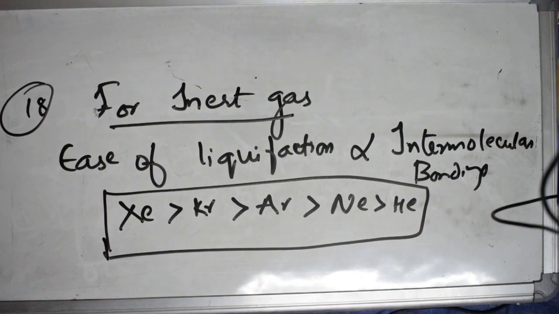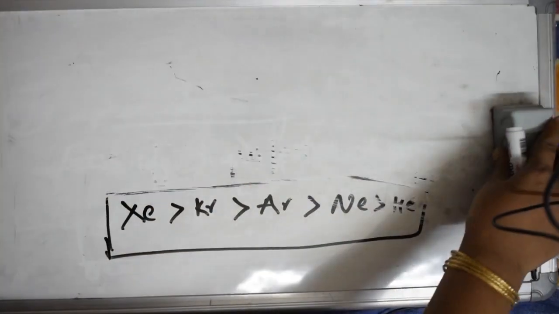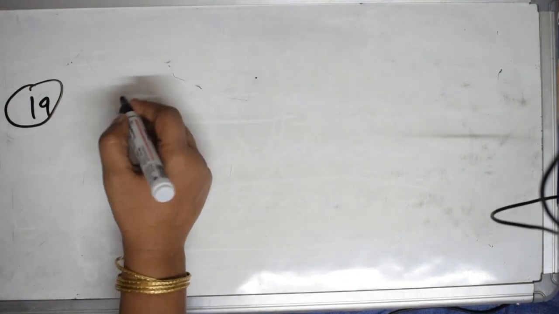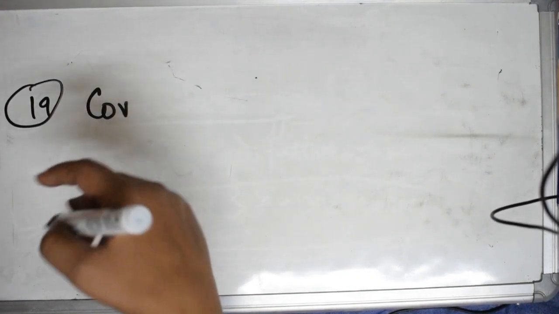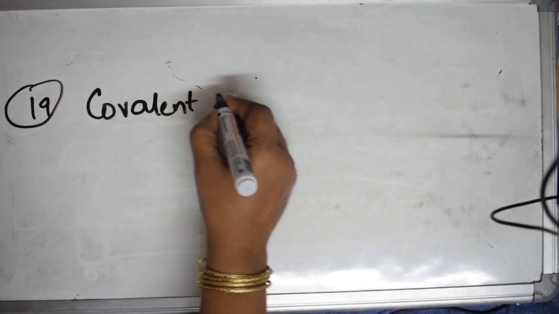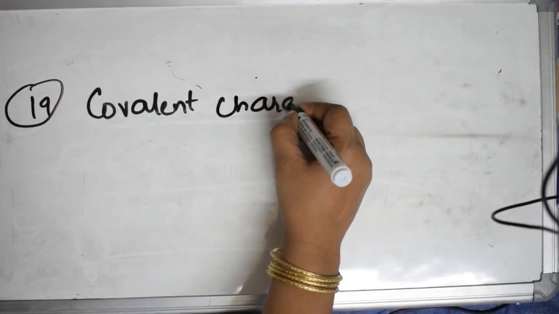This is one concept. Now let us do one more, trick number 19. Let me take out this. So here in trick number 19, remember covalent character. Again, I have given one ionic character. Now I'm going to give you in terms of covalent character. So remember ionic character, what did we say?